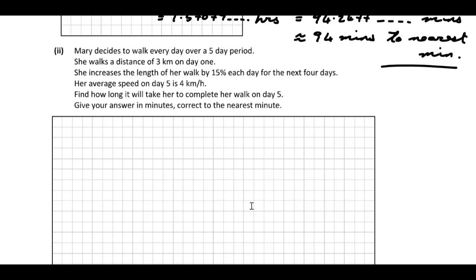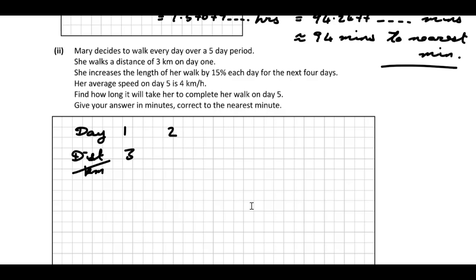Okay, so Mary decides to walk every day over a 5-day period. She walks a distance of 3 kilometers on day 1. So this is day 1. If we put in day 1 here, and the distance here in kilometers, this would be 3 kilometers. So on day 2 she's increasing that by 15%.